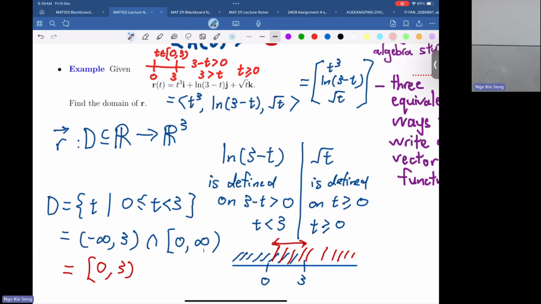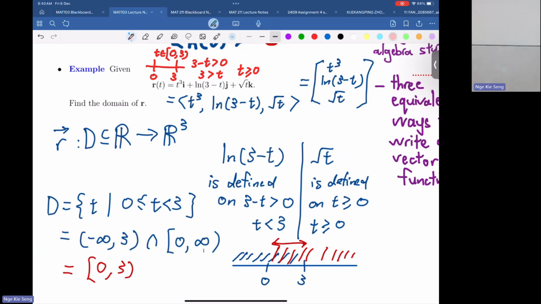Which one has a restriction on the domain? Ln and square root, right? For the square root, what do you need to satisfy? Everything inside must be non-negative, you could include 0. So you need to make sure your t is greater than or equal to 0. Ln is more restrictive: the thing inside has to be strictly greater than 0. So 3 minus t has to be greater than 0, so t has to be strictly less than 3.